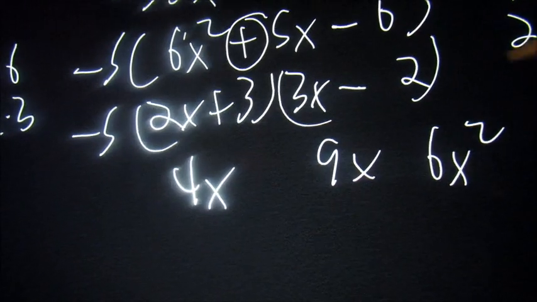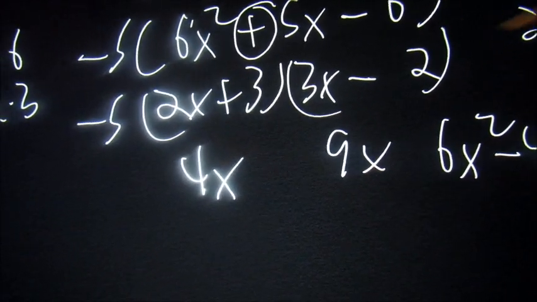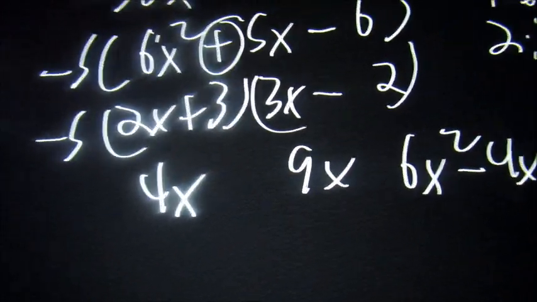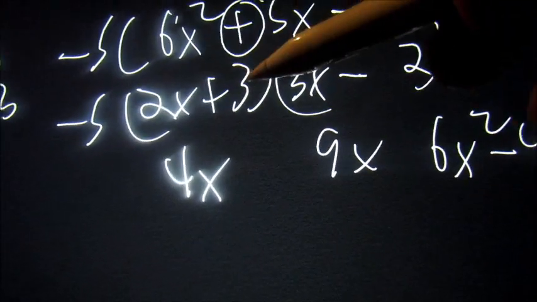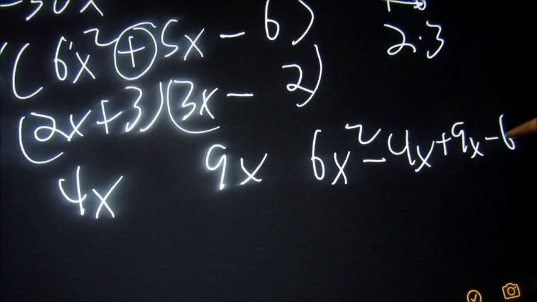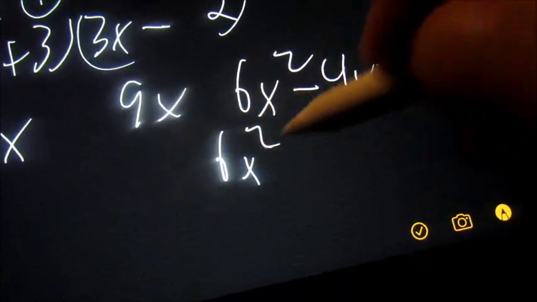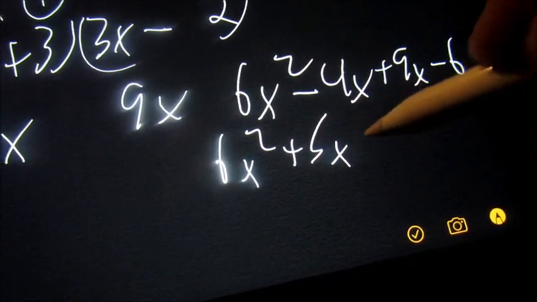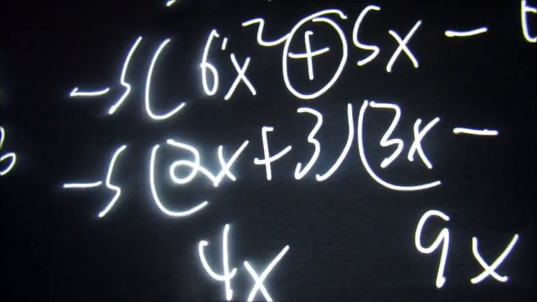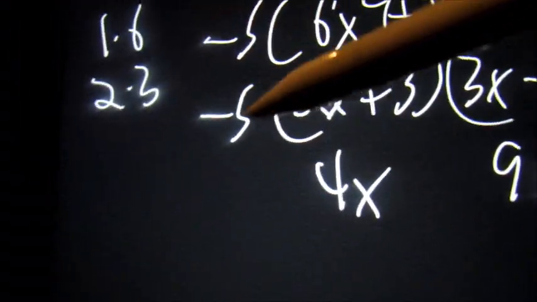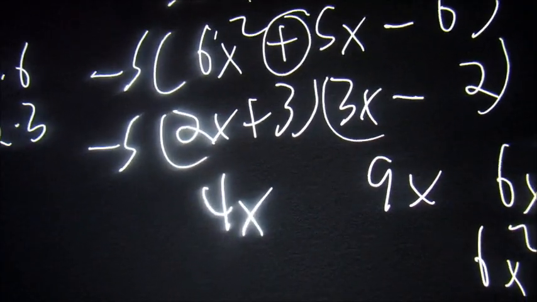2x times negative 2 is minus 4x. 3 times 3x is plus 9x. 3 times negative 2 is minus 6. When we combine like terms, we'll have 6x squared plus 5x minus 6, which is what we had here. And so this will be our correct answer.